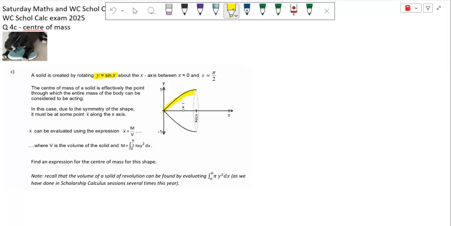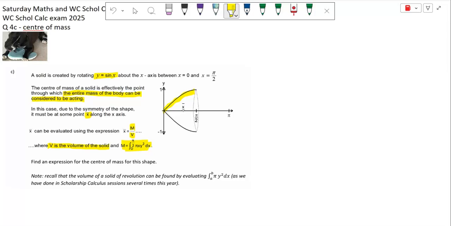So they tell us that the centre of mass of a solid is effectively the point through which the entire mass of the body can be considered to be acting, right? Blah, blah, physics. In this case, due to the symmetry of the shape, it has to be at some point x bar somewhere along the x-axis. And we can find it using this expression. So the centre of mass is M divided by V. So V is the volume of the solid, and M is this integral here that we have to figure out.